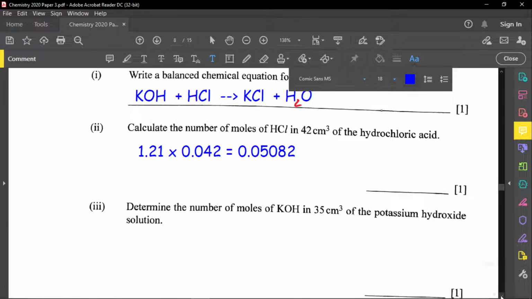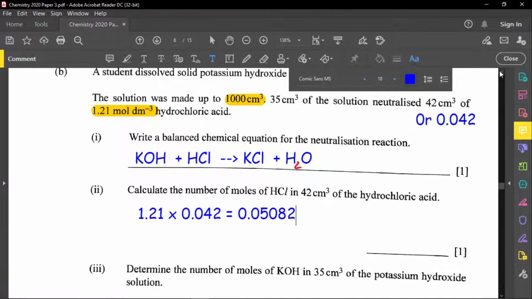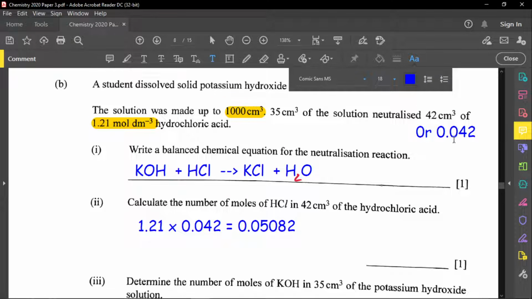Part 3 is: determine the number of moles of potassium hydroxide in 35 centimeters cube of potassium hydroxide solution. Now, how do you go about this? We have to think about the chemical reaction, so the reaction will help us with this. We have 0.05082 moles of hydrochloric acid, that's the amount of hydrochloric acid used here.